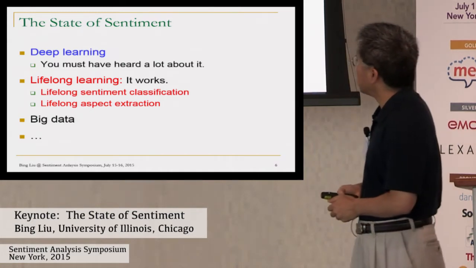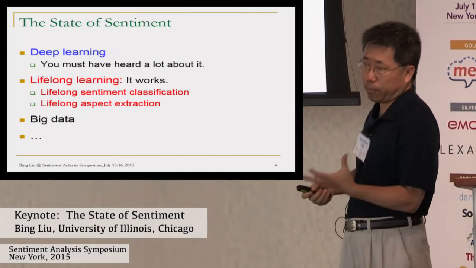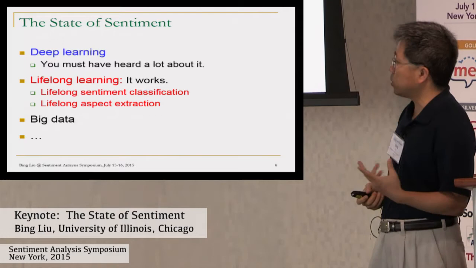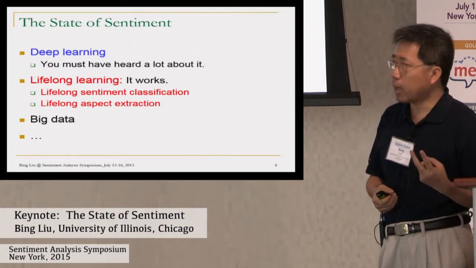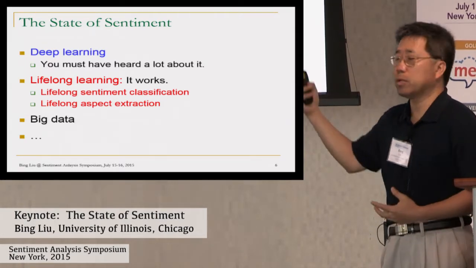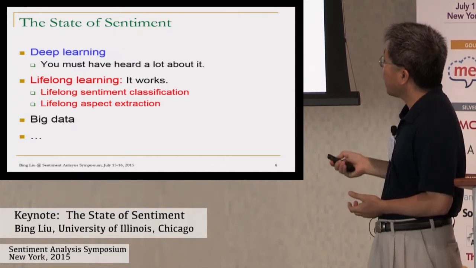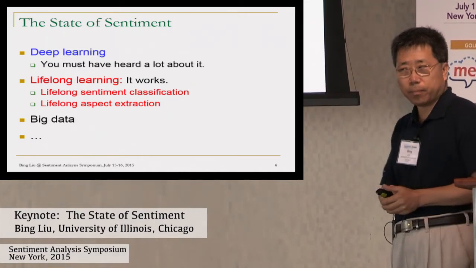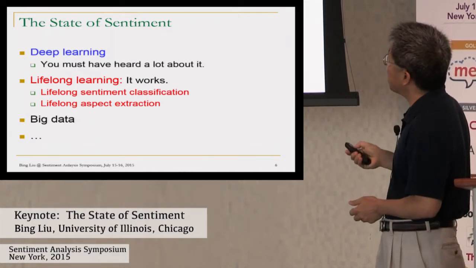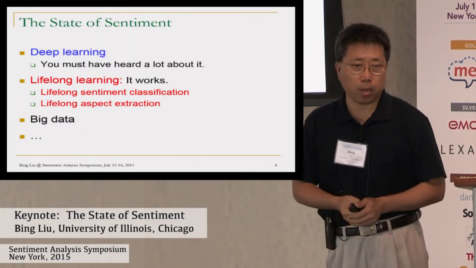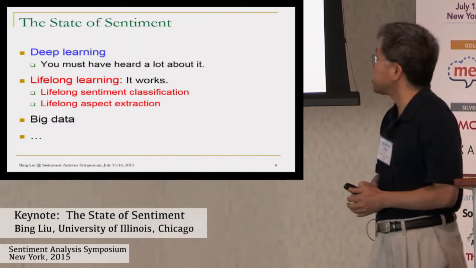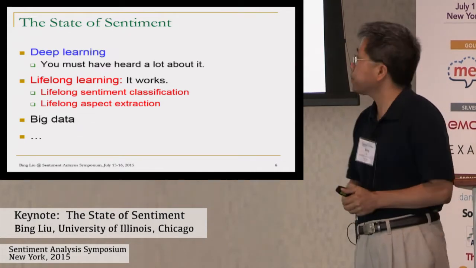All right. So these are essentially the two things that sentiment analysis people have been focusing on. Apart from that, of course, there are lots of other applications as well. And of course, there's also the big data thing. Both deep learning and this thing need big data. Without big data, you will not be able to do this effectively.